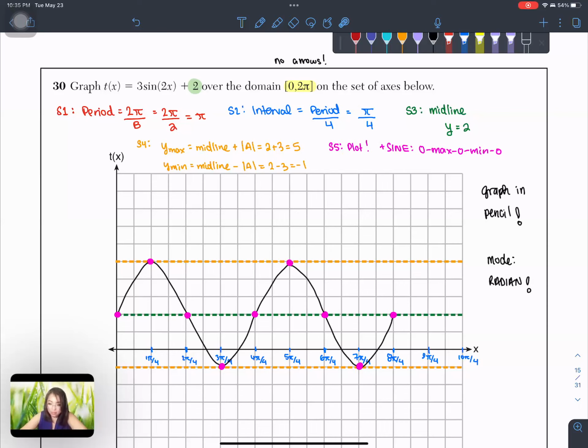Next, I draw the midline. The midline is y equals 2. Make sure that's a dashed line. It's not a solid line because it's not really there. You're just drawing it to help you plot points, essentially.